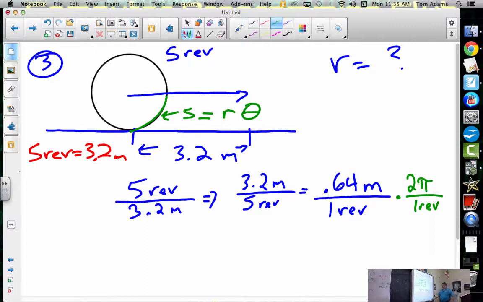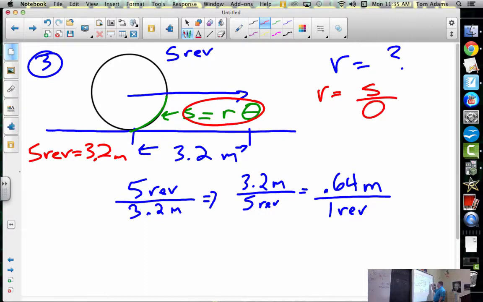How do I convert that? Well, we got to come back here. We've got to look at this equation. We're asked to find the radius. So let's start with that. We know that the radius, if I solve this algebraically, is equal to the arc length divided by theta.